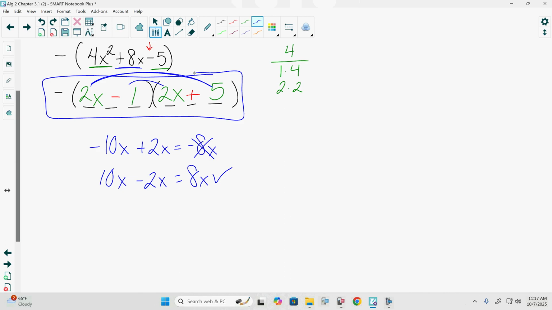That's the nice thing about multiplication. We can multiply any two things in any order. Are you ready for the next one?